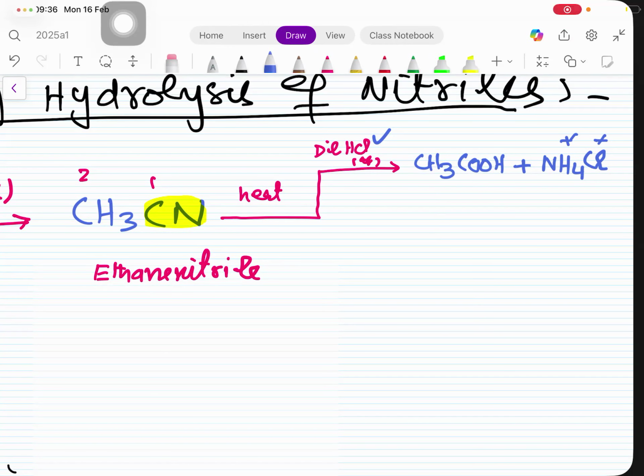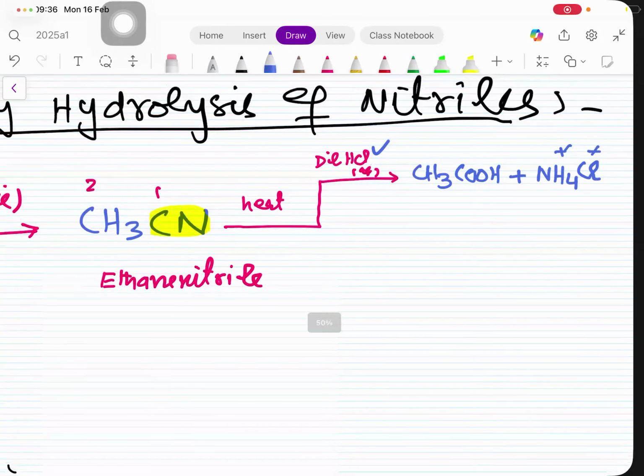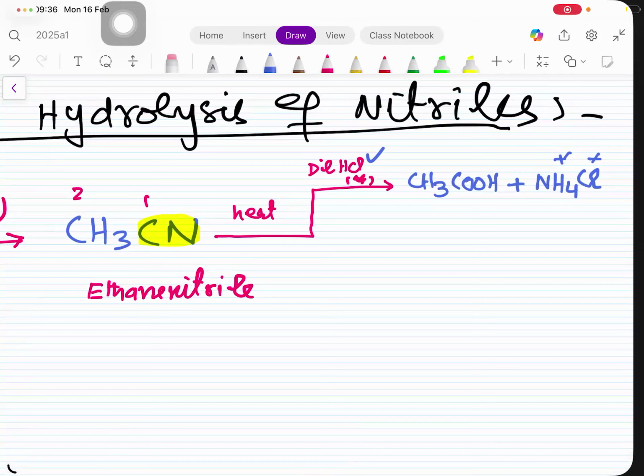और कोई change नहीं करना. Wherever there is a CN, just turn into COOH. और जो N है उसका, that will turn into a salt, ammonium sulfate or ammonium chloride or ammonium nitrate, depending upon के कौन सा acid आप use करें. Similarly, now please pay attention. You can also heat it, but you can use NaOH aqueous. Please now pay attention.